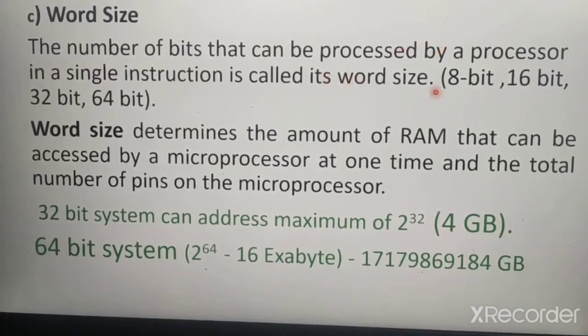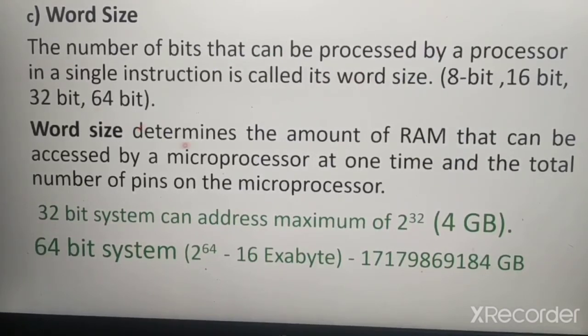In olden days, we used 8-bit systems, then we used 16-bit systems. Nowadays, we are using 32-bit and 64-bit systems. This word size determines the amount of RAM. The RAM size depends on this word size. If it is an 8-bit system, we can use 2 to the power 8 bits of RAM only.